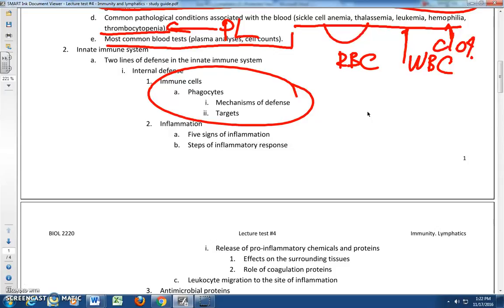But what I absolutely want you to know is what the mechanisms of defense are for those white blood cells. Like neutrophils phagocytose, basophils don't. Macrophages phagocytose, lymphocytes don't. Instead, lymphocytes induce apoptosis. What do these cells target? Basophils, general inflammation. Eosinophils, parasites, fungal infections, and stuff like that. Make sense?